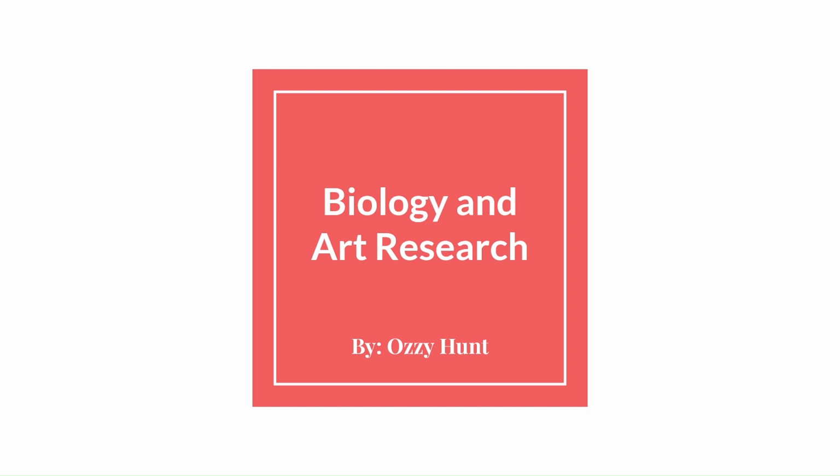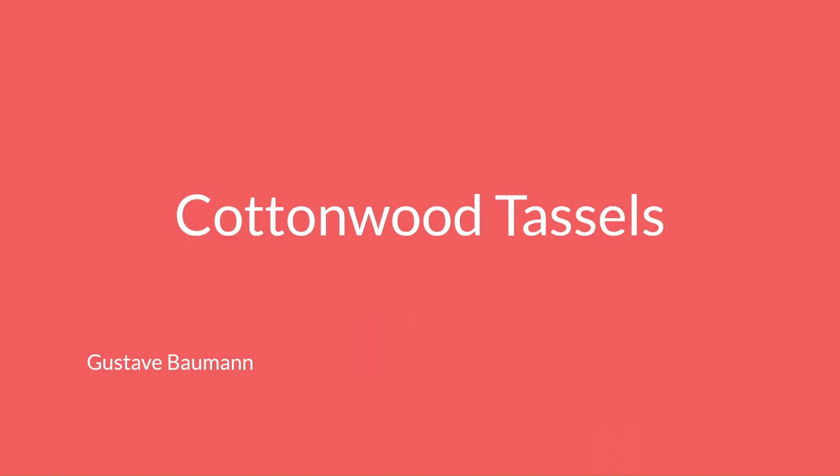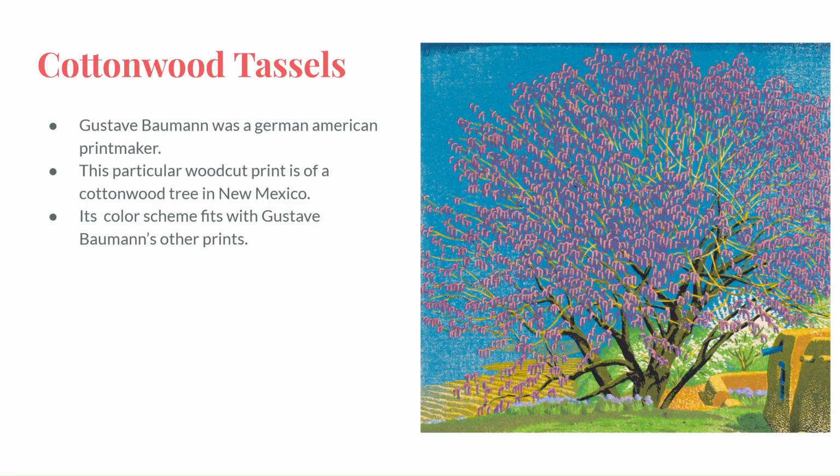So my first artist is Gustave Baumann, and I'm focusing on his work Cottonwood Tassels. Gustave Baumann was a German-American printmaker. He uses woodcuts typically, and he would hand carve the woodcuts and make one for each color. He died in 1971, and so all of these works are at least 50 years old, if my math is right.